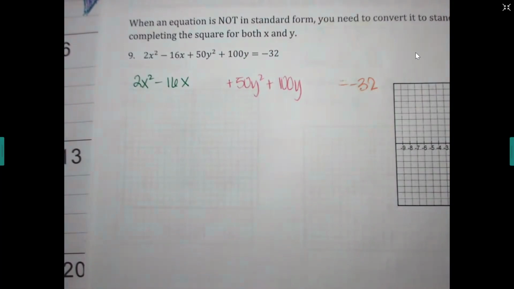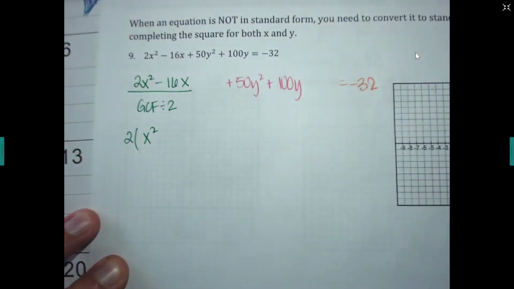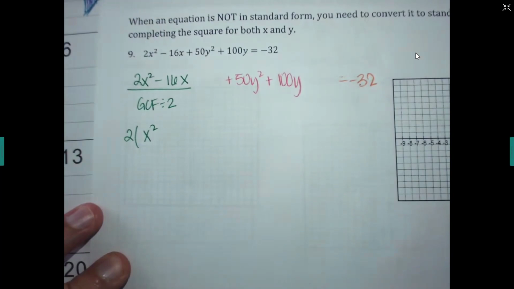Okay, what you're gonna notice for these type of problems today, we're still gonna complete the square, but you cannot complete the square on an x squared or a y squared if there's a number on the front. So we're gonna have to take out a GCF. For the x's, what do they have in common? 2. Then I'm gonna divide the 2 out. So my GCF here, I can divide by 2. That gives me an x squared. And what happens to my 16 when I divide it by 2? 8.